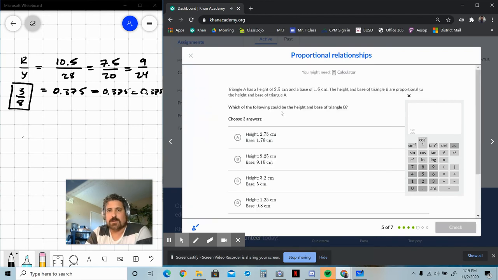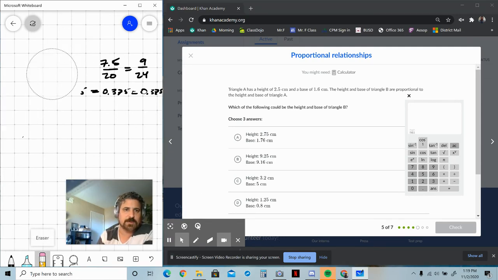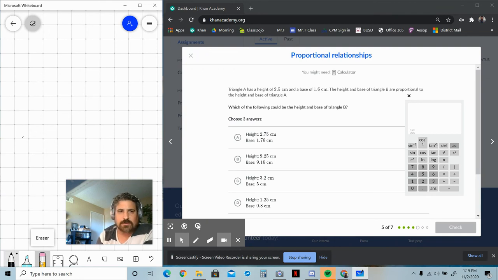All right, it says here triangle A has a height of 2.5 centimeters and base of 1.6 centimeters. The height and base of triangle B are proportional to the height and base of triangle A. Okay, so basically these dimensions are proportional to the dimensions of the other triangle. Which of the following could be the height and base of triangle B? Okay, so we just want the ratio to stay the same. So once again, let's investigate that. So let's just do it as A to B.